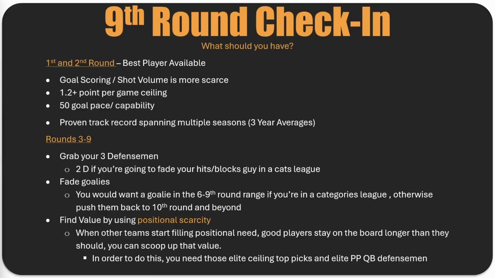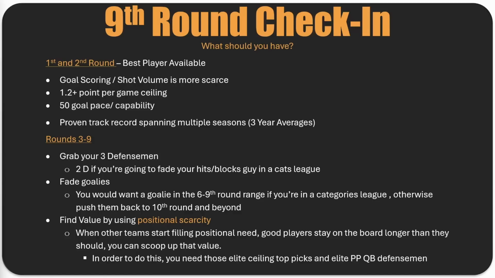The last thing I want to mention is finding value by using positional scarcity. When other teams start filling out positional need, and that usually happens towards the 6th round plus range, as guys stop taking best player available, you'll find that really good players are still on the board well after they should have already been taken, because guys are starting to draft for position. So you can go in and scoop up that value if you've already filled those positions of need, and one of those is defensemen. The other is elite goal-scoring wingers.